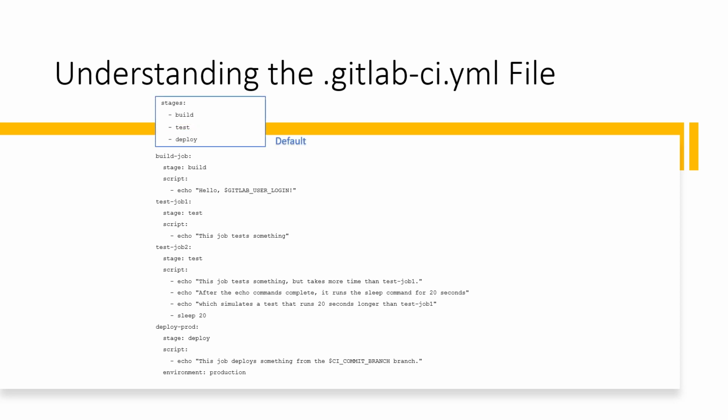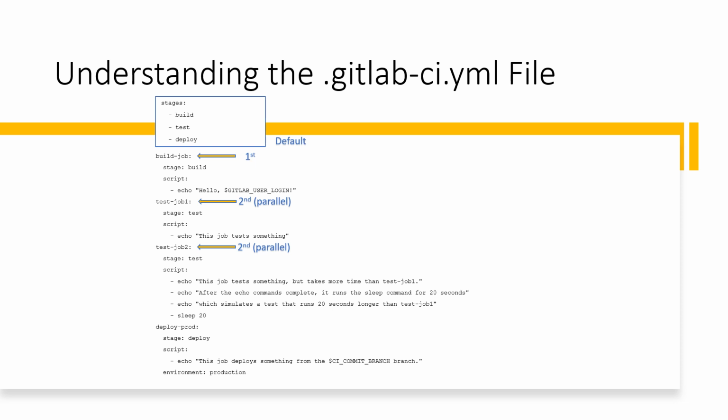If no stages are defined in the pipeline definition file, then the build, test, and deploy stages are defined by default. Now that you know this, you can see that the build, test, and deploy stages are defined in that order. Jobs that are tied to those stages will execute sequentially. First, we have the build job belonging to the build stage. Makes sense so far. Next, we have the test stage with 2 jobs belonging to it.